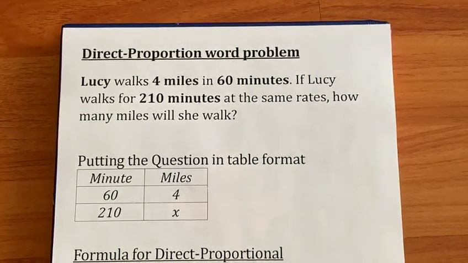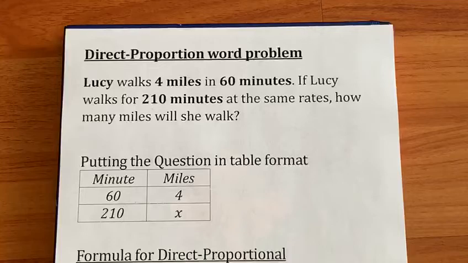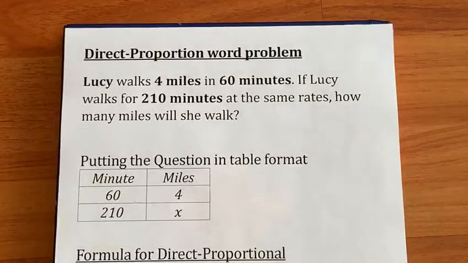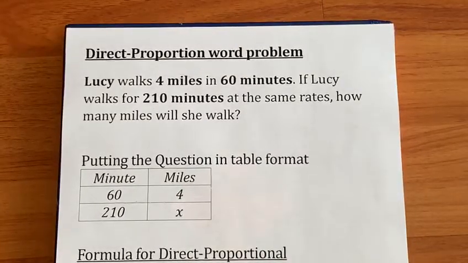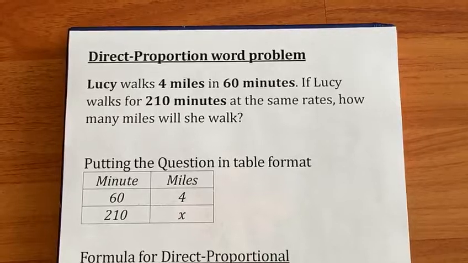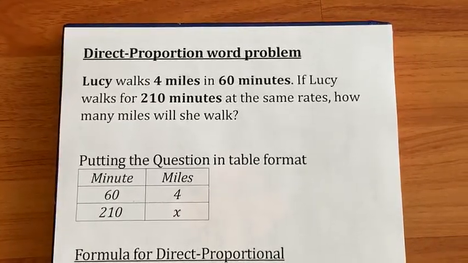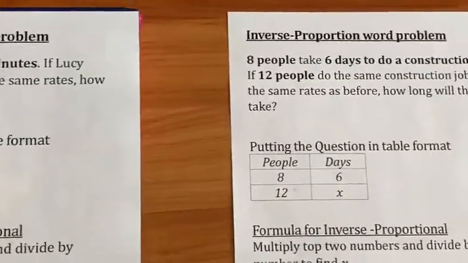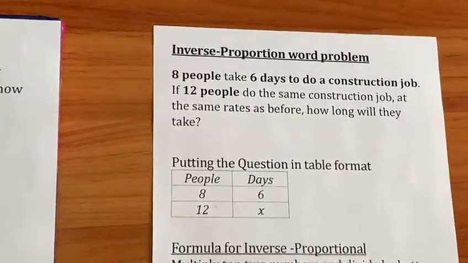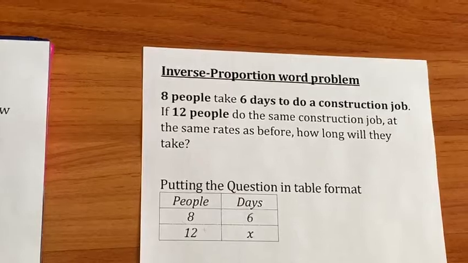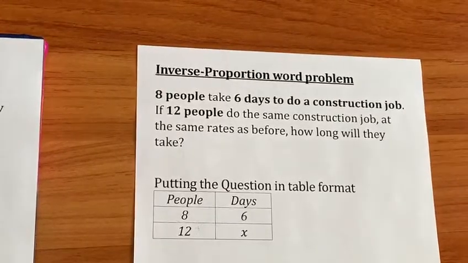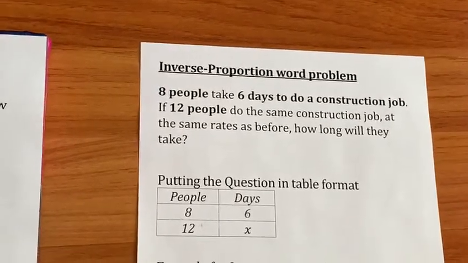Direct proportion means when one variable goes up, the other variable will also go up, or if one variable goes down, the other variable will also go down. Inverse proportion means that if one variable goes up, the other variable will go down, or if one variable goes down, the other variable will go up.